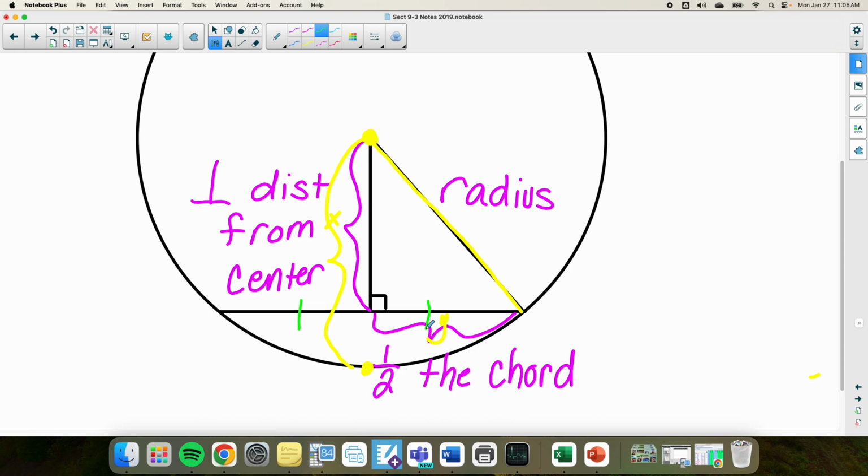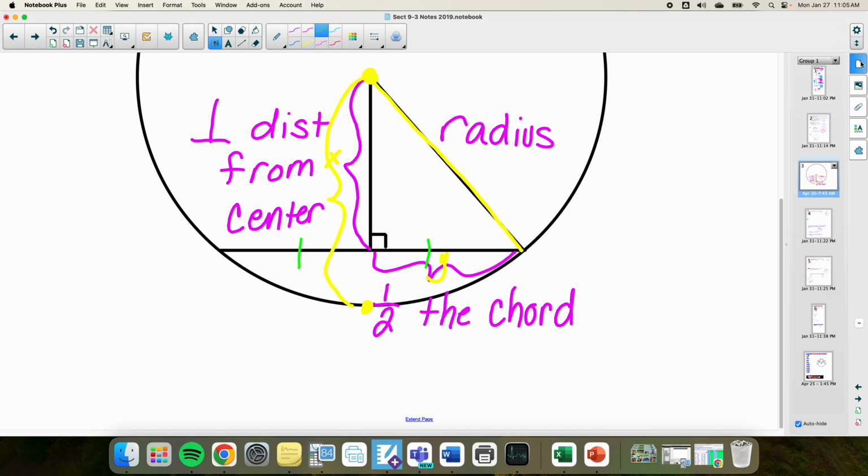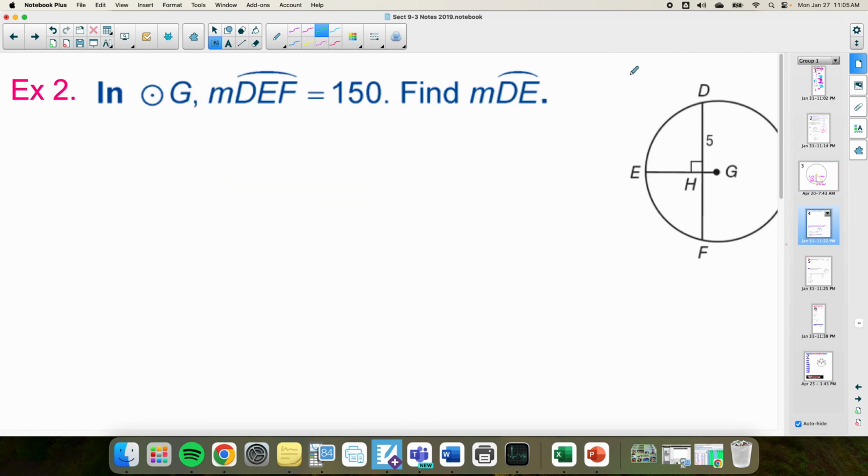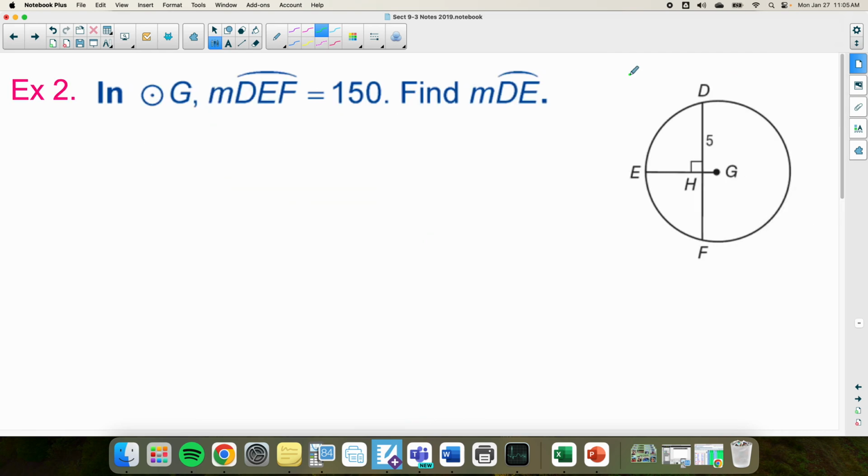So they might say, you have a chord 24 inches long, and they might give you the radius, and they might ask you for this distance here. So if I knew the radius and half of the chord, how could I find that? Pythagorean theorem. So you're gonna do that today. And like I said, I think those are the toughest questions. So this one here is not too bad at all.